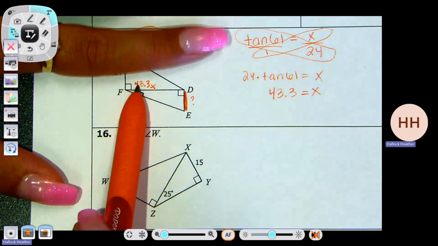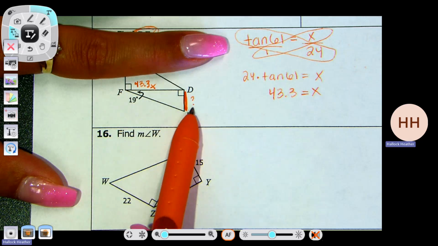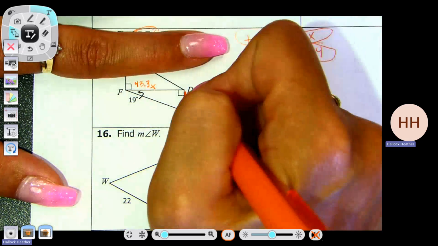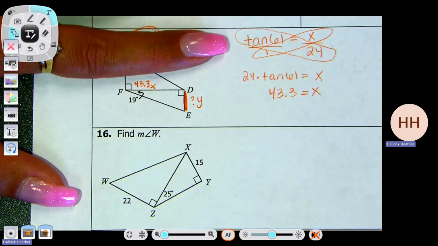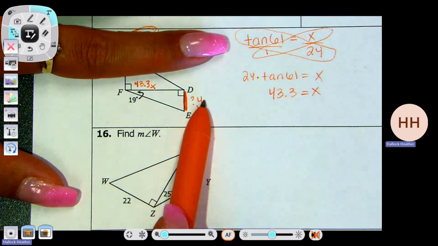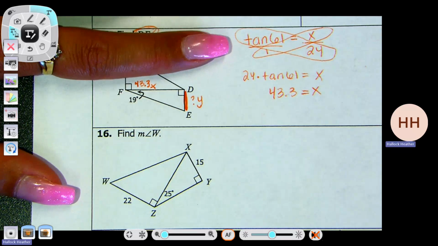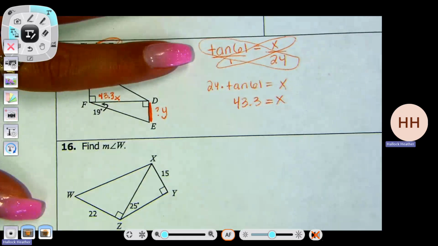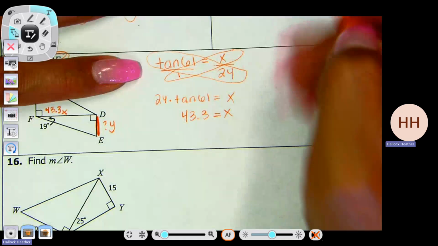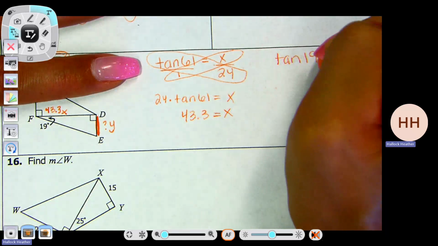I have 43.3. I have 19 degrees. This is my new x. Okay, so let's call it y, just so we don't have multiple of the same variable, but it doesn't really matter. So I have 19, I have y, I have 43.3. Should I use sine, cosine, or tangent? We're going to use tangent again, ironically. Normally that doesn't happen, but it's okay. So we're going to do tan of 19 this time.